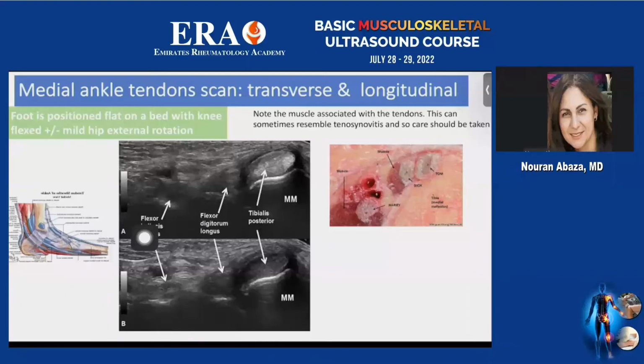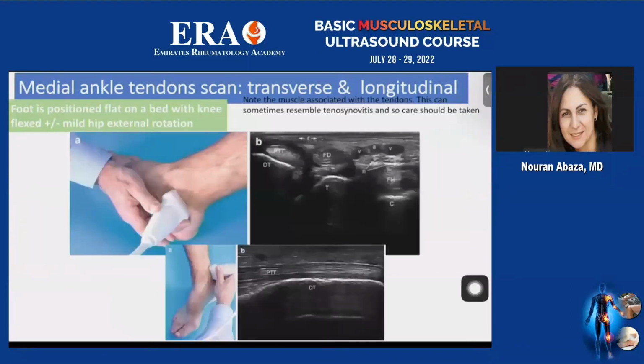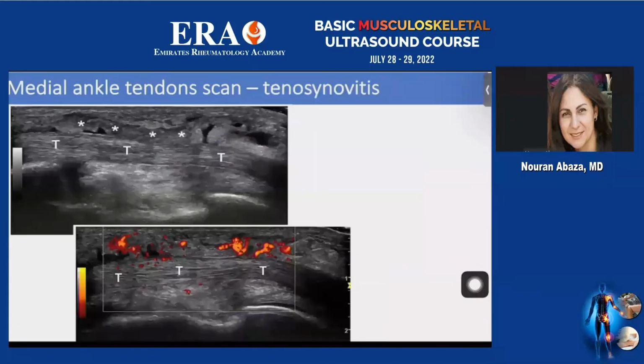This is the positioning of the probe, and this is what you will study. This is normal again: the tibialis posterior, the flexor digitorum, the flexor hallucis, and the neurovascular bundle. This is in transverse, and this is in longitudinal. As you can see, in longitudinal, you have to follow the course of the tendons. Also, we can see here an example of tenosynovitis in the tibialis posterior tendon with marked hypertrophy of the synovial sheath and a power Doppler signal when we apply it.